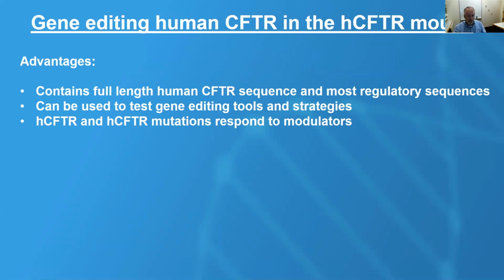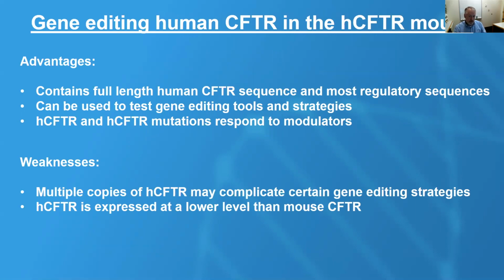However, there are some weaknesses to the models. When the original mouse was created, the transgene sequence inserted in multiple copies, so there are actually 6 copies of human CFTR in one location in the mouse genome. This may complicate data interpretation for certain gene editing strategies, like those that make double-stranded breaks. Also, we've observed that even with multiple copies of the human CFTR transgene, while it is expressed, it is at a lower level than mouse CFTR. Whether this is due to human and mouse transcription factor differences, we don't know yet. We are currently writing up the data for publication on all of these strains, but we are happy to share them and they are available for use now.